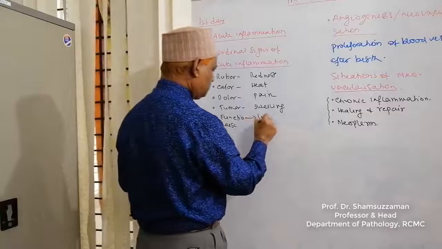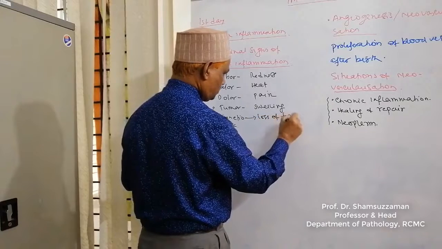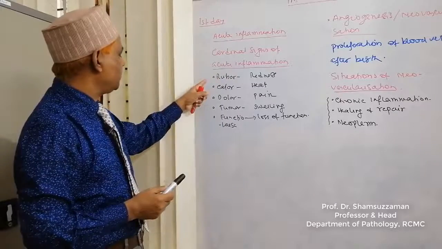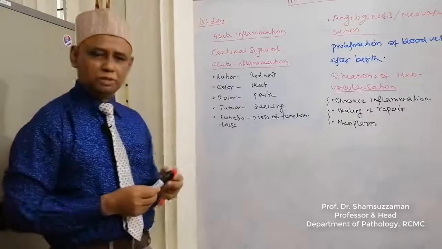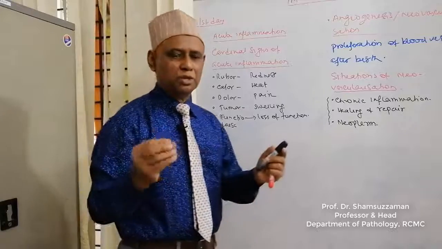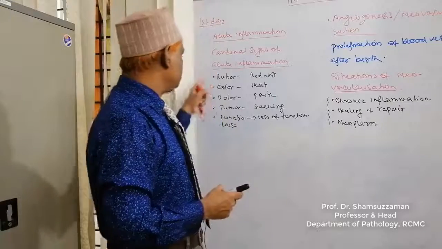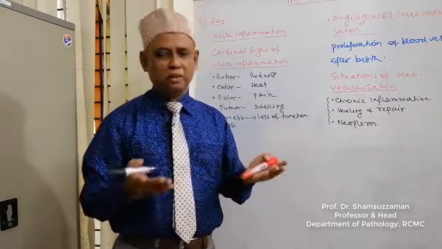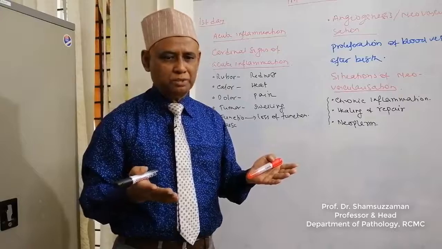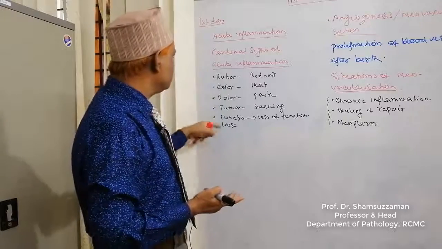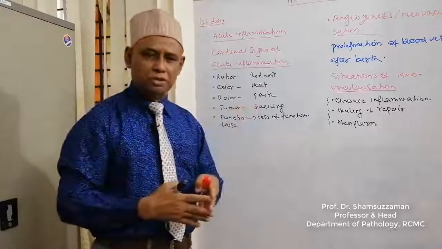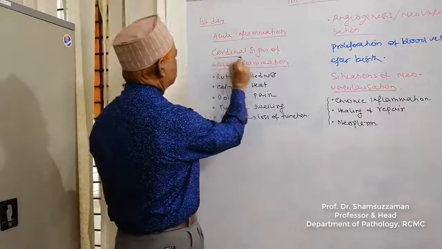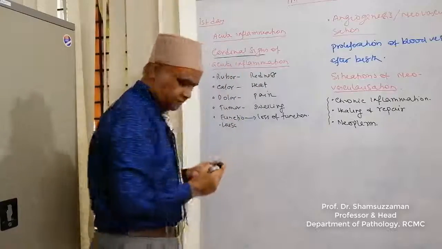Loss of function or restricted function. So these 5 signs are mandatory for acute inflammation. Whatever may be the site of acute inflammation, we will get these 5 cardinal signs. Without these 5 cardinal signs, we cannot say it is acute inflammation. We can say these 5 signs are the heart of acute inflammation, so they are called cardinal signs.